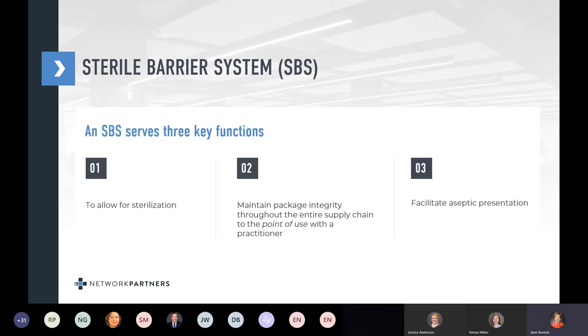The sterile barrier system serves three key functions. Number one, to allow for sterilization, which is why we select porous materials for the application of EO gas. Secondly, to maintain package integrity throughout the entire supply chain to the point of use with a practitioner. And thirdly, to facilitate aseptic presentation.